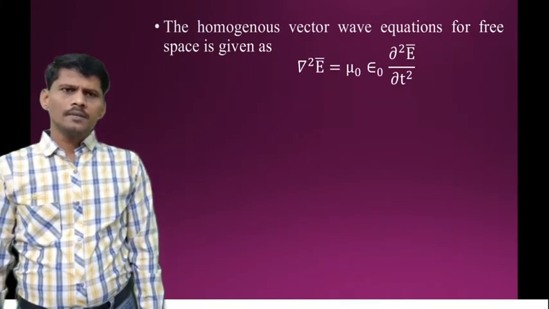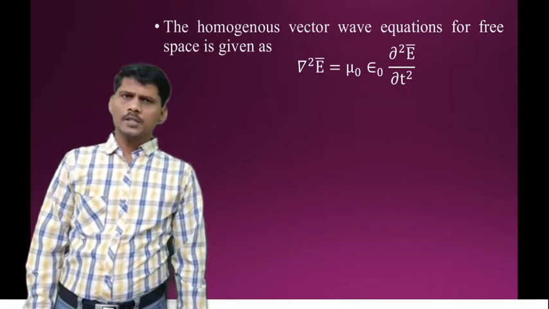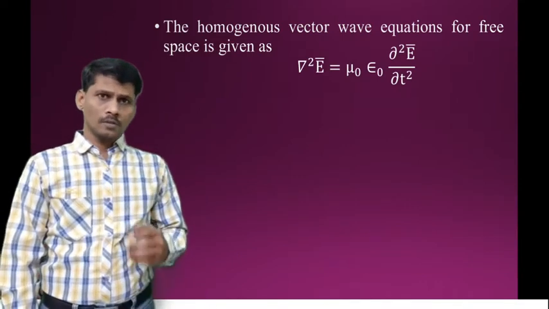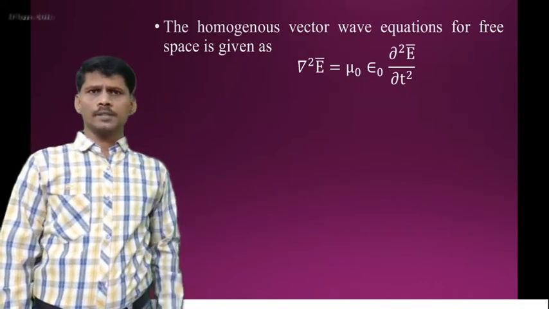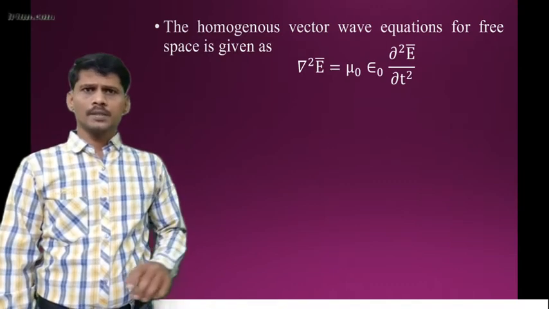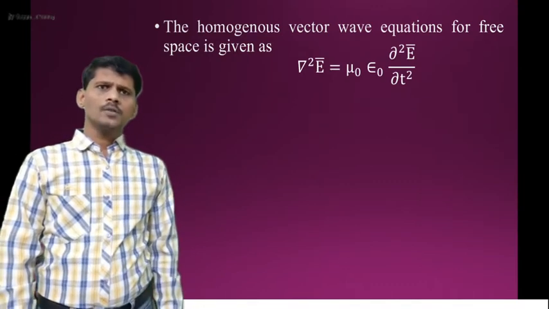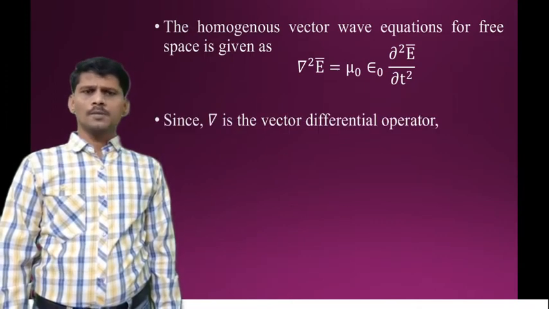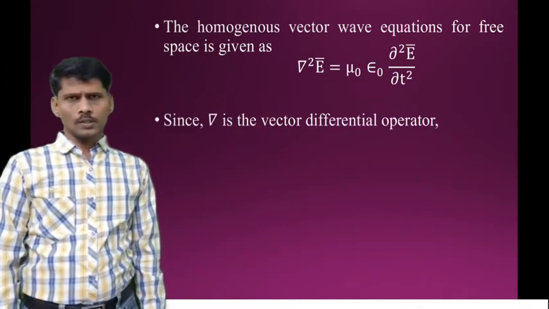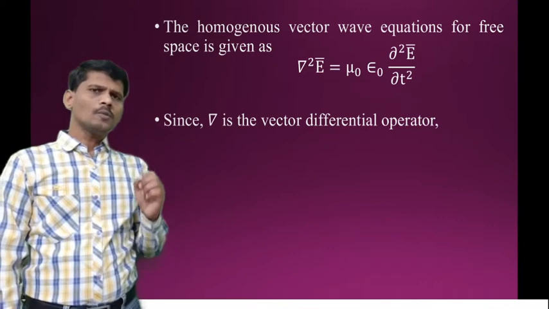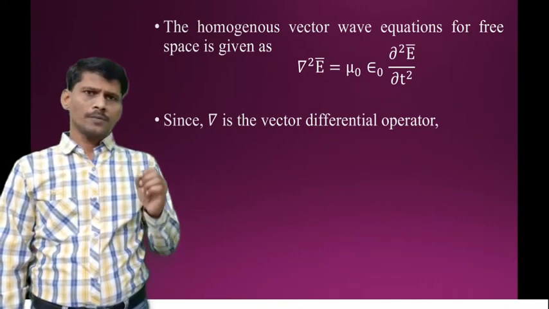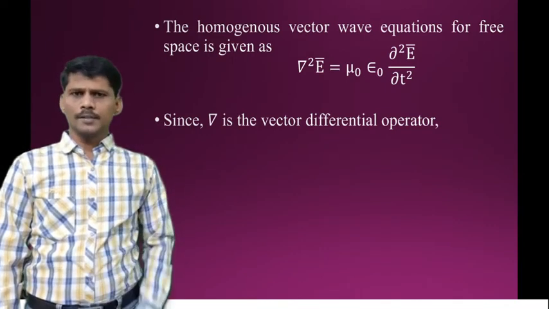So we know that the homogeneous wave equations for free space electromagnetic waves were derived in previous classes. That is, del square E bar is equal to mu naught epsilon naught dou square E bar by dou t square. So this is the electromagnetic wave equation for free space of electric field intensity.